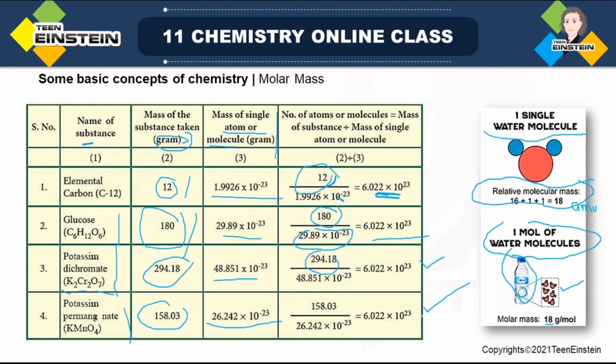You can divide molar mass by Avogadro number. In that case, you will get the mass of one particular molecule or one atom. Or if you are doing the reverse, that is, you are dividing molar mass by the mass of a single atom or molecule, now you will get the Avogadro number.